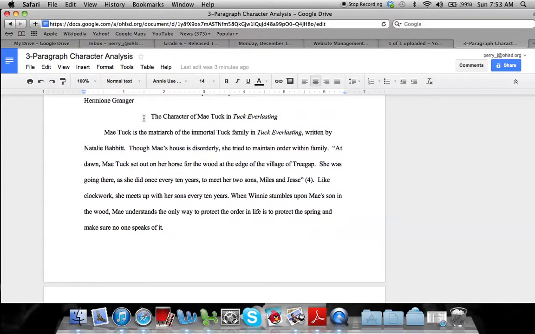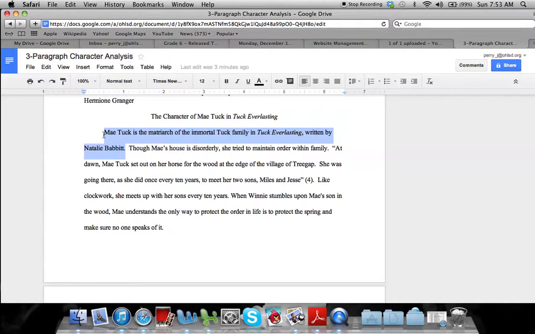It's written by a student named Hermione Granger. Notice that she formatted with the video on laserbeamperry.com. She put her name over on the left-hand side. She has a centered title. It's 12-point Times New Roman and double-spaced. So the student, her first sentence right here introduces the character, the book, and the author. Your essay should do the same thing.